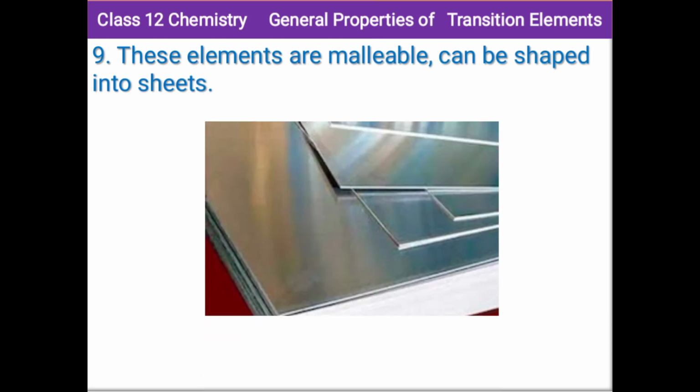Number 9, these elements are malleable, meaning they can be shaped into sheets. Malleable elements are those which can be shaped into sheets. For example, the following diagram shows sheets of metals. Such sheets can be made of these elements.